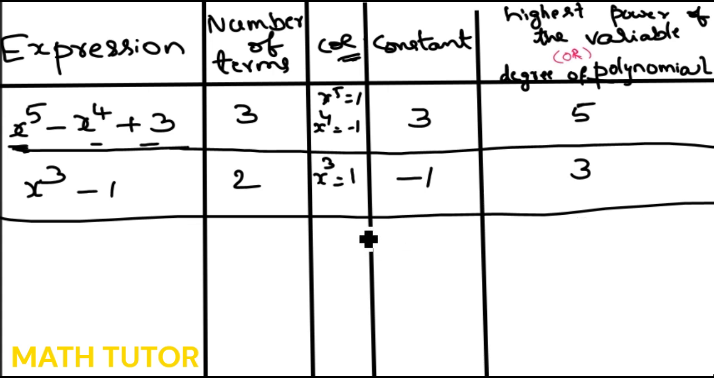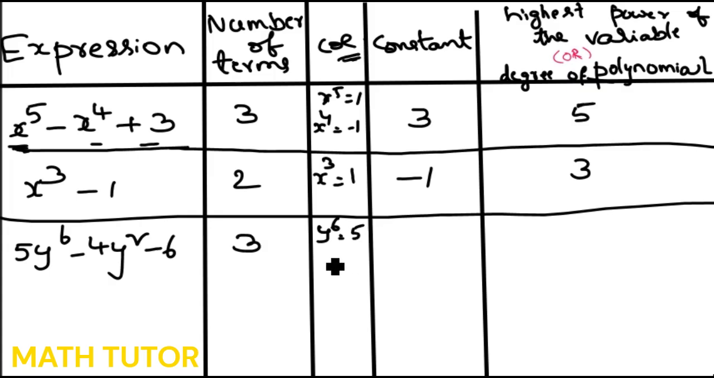There is one more expression, 5y to the power 6 minus 4y square minus 6. Here how many terms are there? There are 3 terms. The coefficient of y to the power 6 is 5, and the coefficient of y square is minus 4. So what is the constant? Minus 6. And what is the degree of the polynomial? Which is the highest power here? 6. So the degree of the polynomial is 6. Clear, kids?